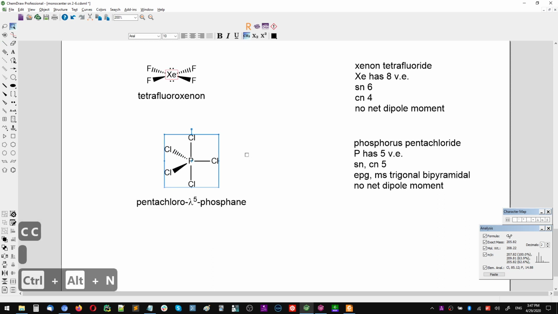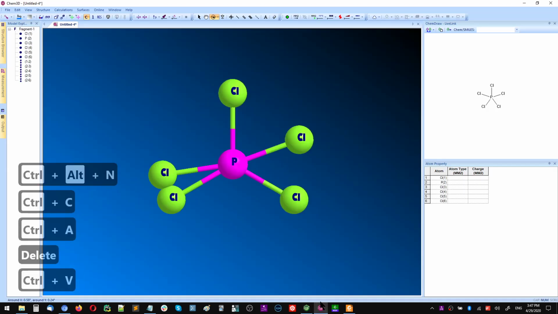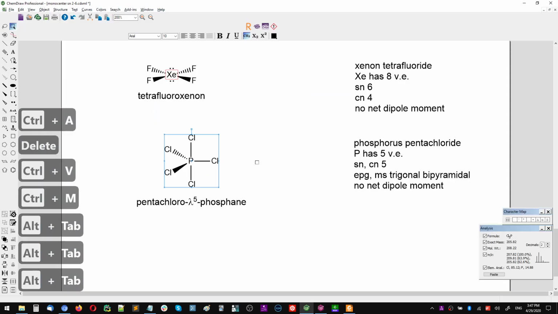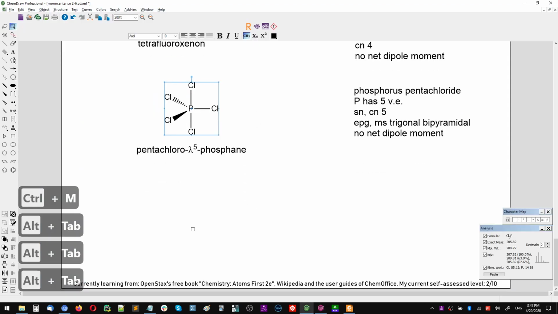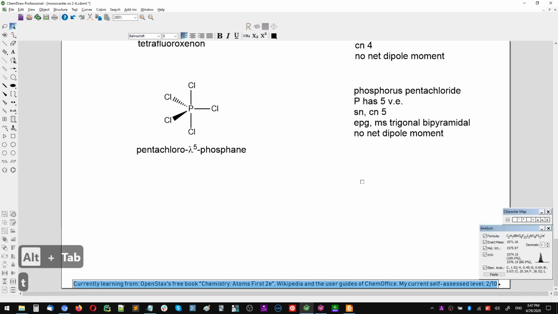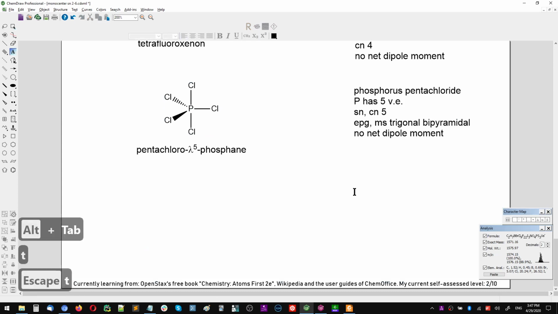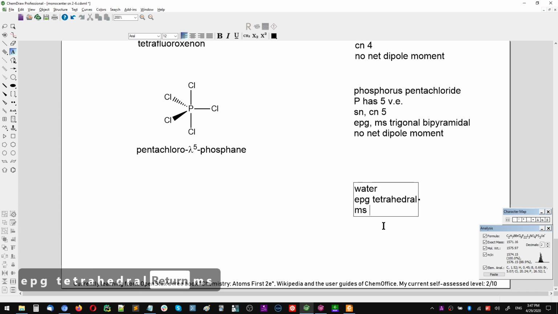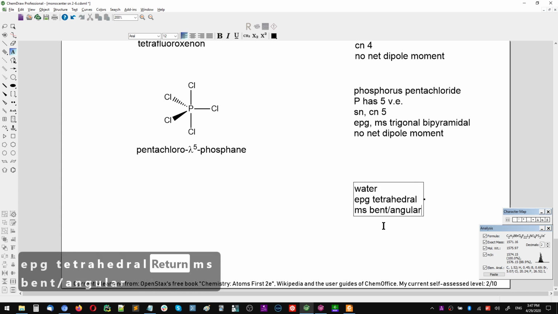Okay. No, I won't. Liar. And the last one is water. This one is too easy because I already know it. Electron pair geometry is tetrahedral and the molecular shape is bent or angular.